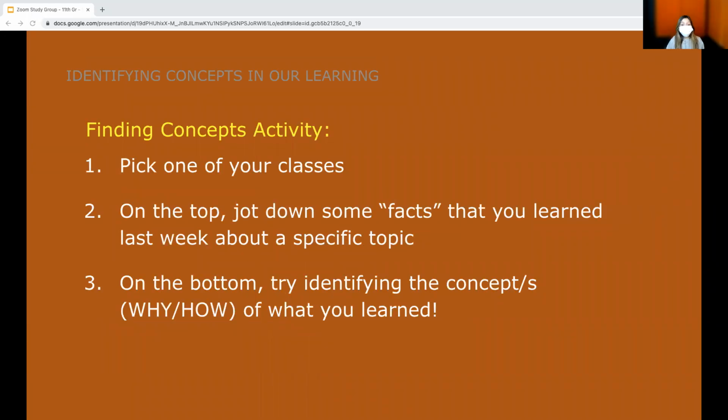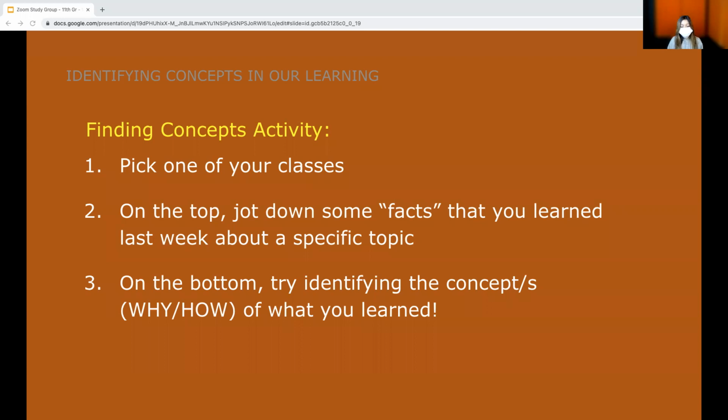So today's study group activity is to pick one of your classes. Next, you're going to jot down some facts that you've learned about a specific topic that week. And lastly, try to identify the concepts of what you learned. So go ahead and apply that FUN acronym. Again, function, understand, new or not.